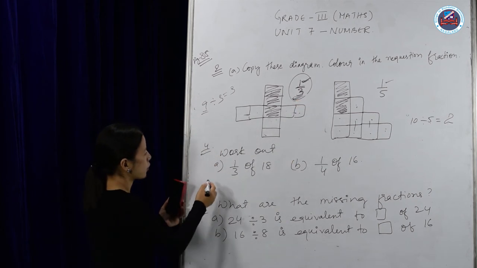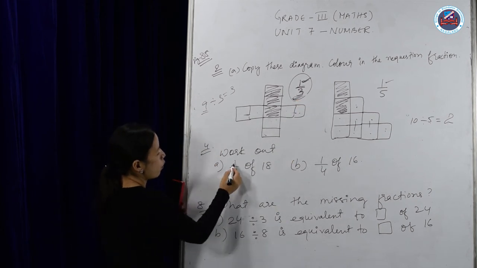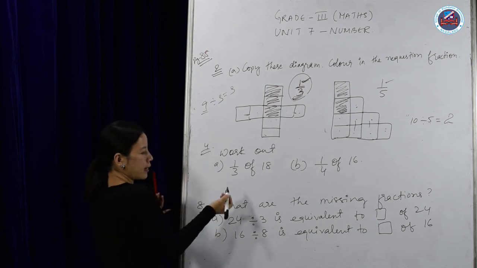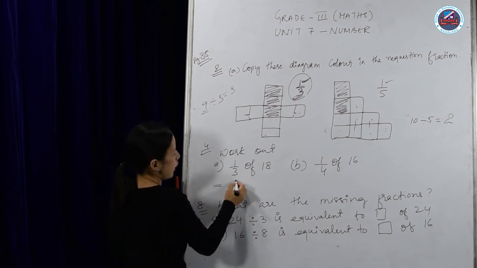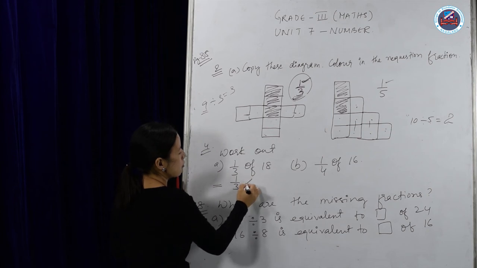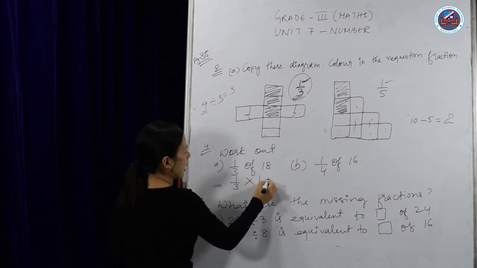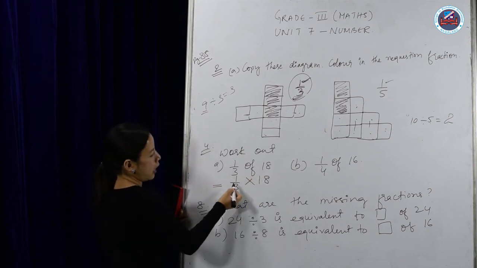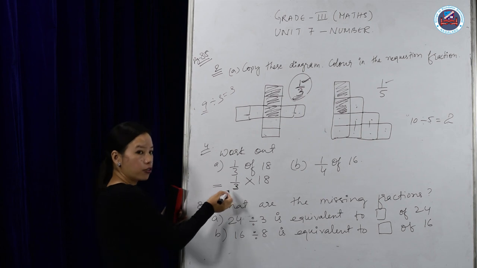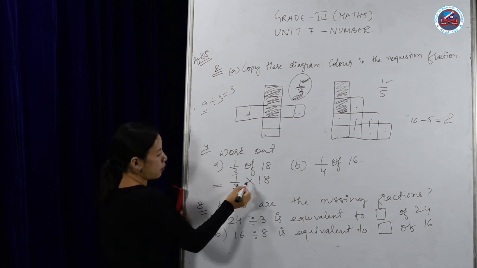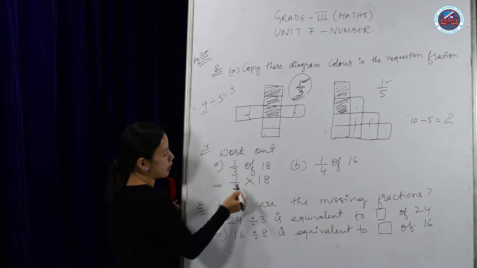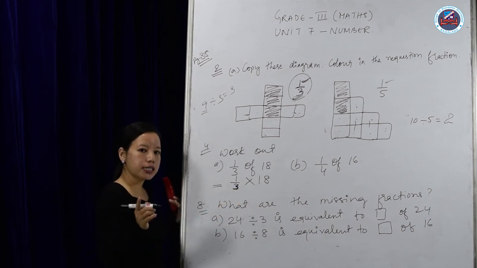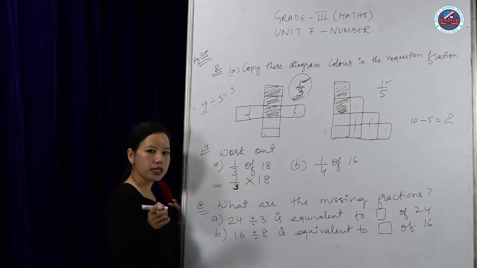Okay? Now let's work out this one. It says 1 by 3 of 18. What is the answer? So how to find out the calculations? How to find out the answer? It says 1 by 3 of, and of means multiply. Okay? 18. Right? Now here your 3 is in the down, the bottom number. 3 is your bottom number and 18 is your up number. Now when we look at this, 3 and 18, we find that 3 times 6 is 18.